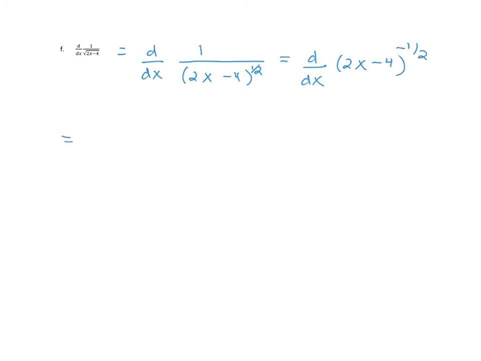I've now set up the problem where I can note that this is a composition of two functions. To take the derivative, I'll bring down the negative 1/2. I'll copy down the inside. I will subtract 1 from the exponent. And by the chain rule, I have to multiply by the derivative of the inside, which is 2. And that is the answer.